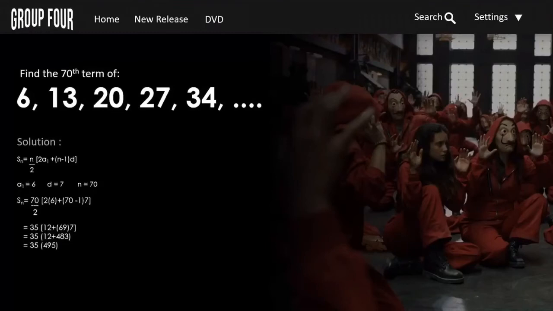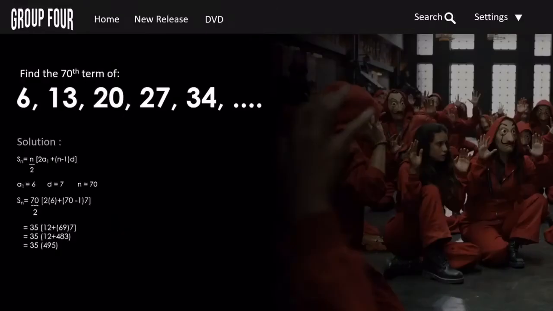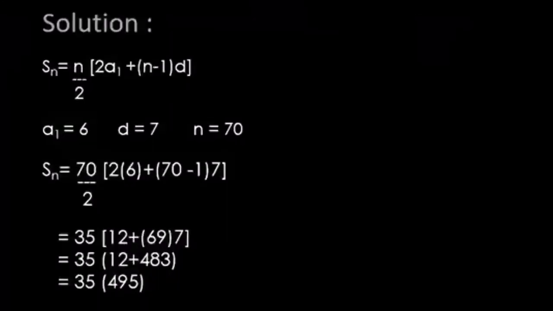Then determine the difference. You subtract the first term from the second term. So 13 minus 6 equals 7, so the difference is 7. And n is equal to 70. Then we substitute: 70 over 2 times the quantity of 2 times a sub 1, which is 6, so 2 times 6, plus n, which is 70, so 70 minus 1, times the difference, which is 7.